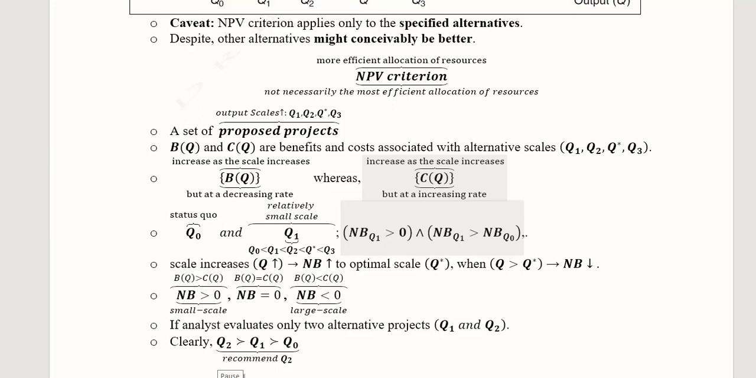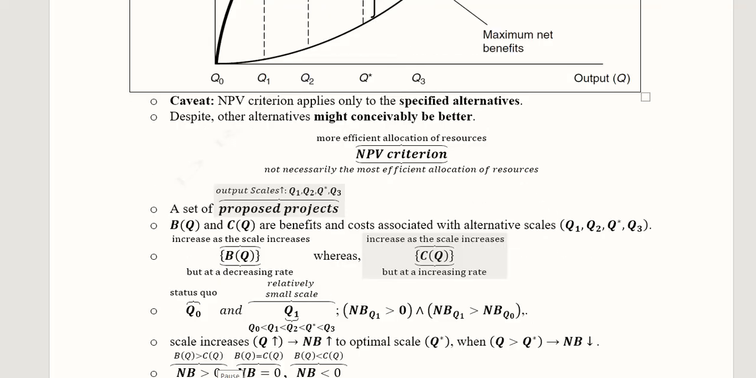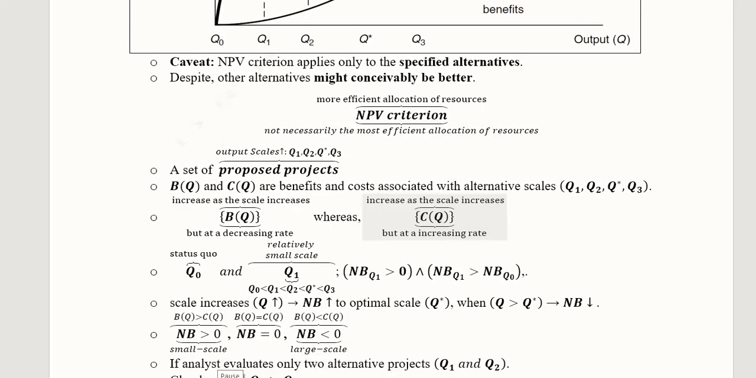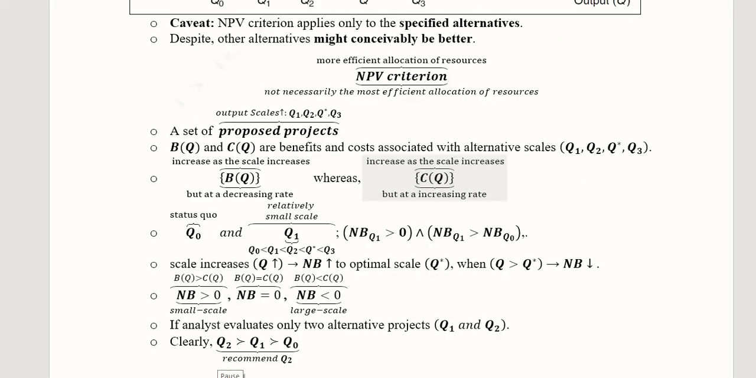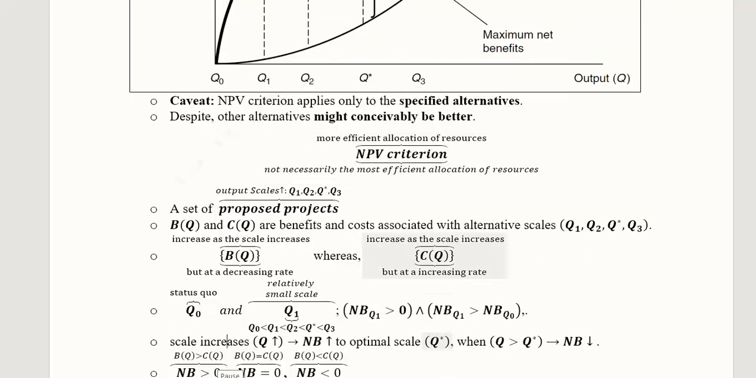So the net benefits from Q1 are greater than 0, and the net benefits from the Q1 alternative are greater than the net benefits from the status quo. As you can see, it is giving us greater benefits as compared to Q0. So status quo should be ruled out, we should not undertake it. As the scale is increasing, the optimal scale is being approached, and it occurs at Q asterisk. And when output is greater than Q asterisk, the net benefits will start declining.